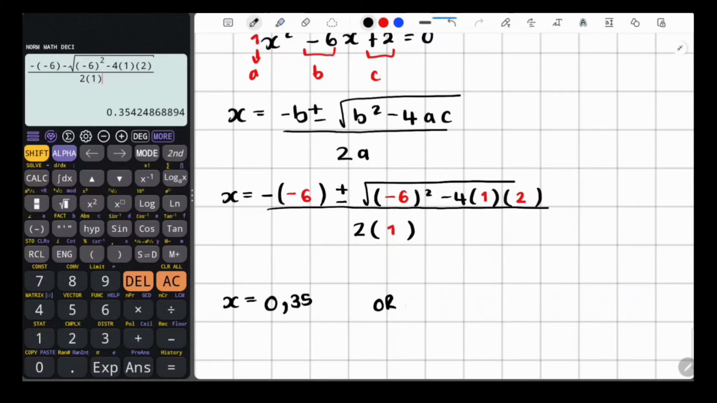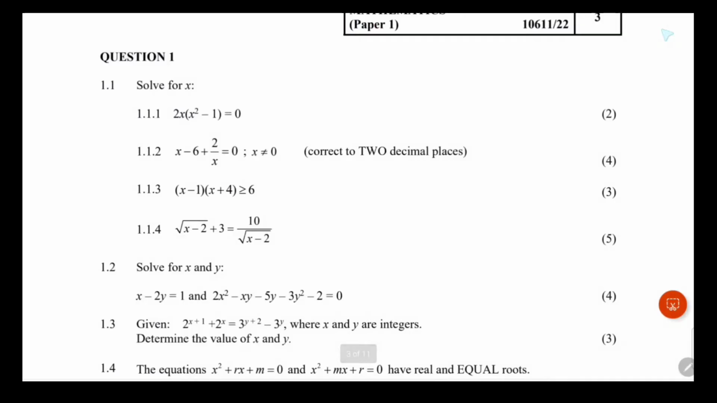And then, if we change that to a plus, then x would be equal to 5.645, but that would round off to 5,65. And that's our answer for that one.